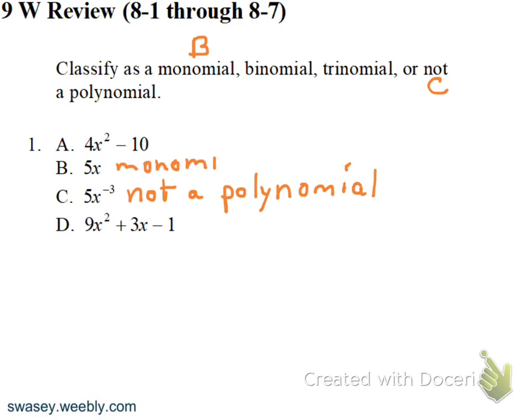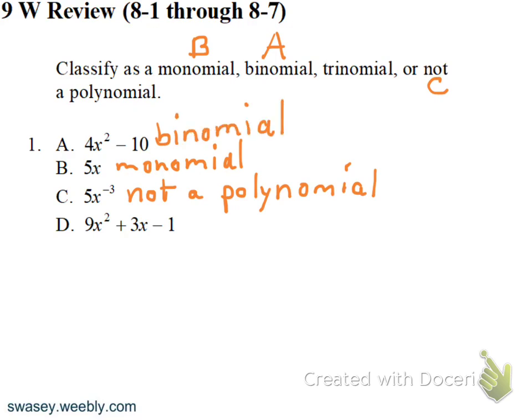It has one term. Terms are separated by addition or subtraction. So if you don't see either addition or subtraction, it is either going to be monomial or possibly not a polynomial. Two terms is a binomial, that's part A.